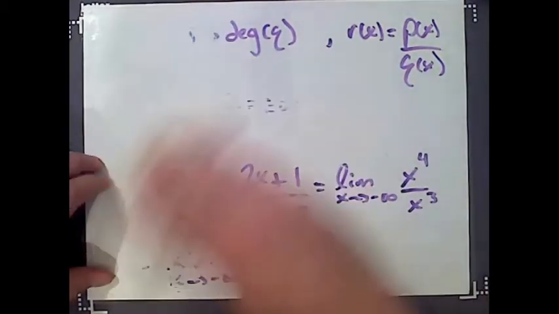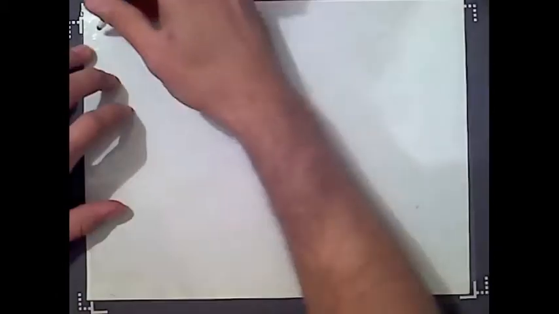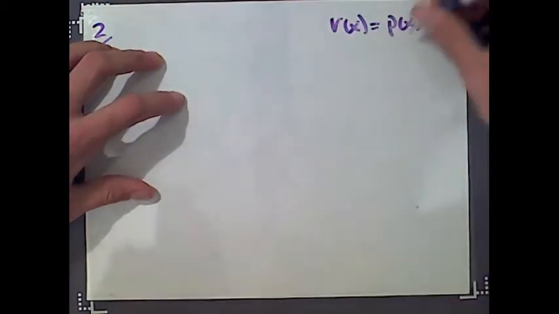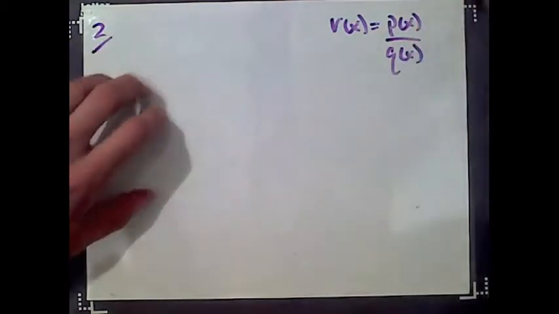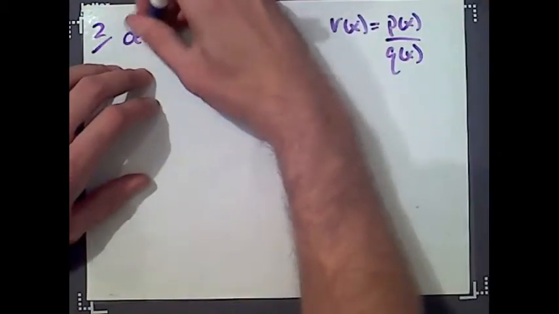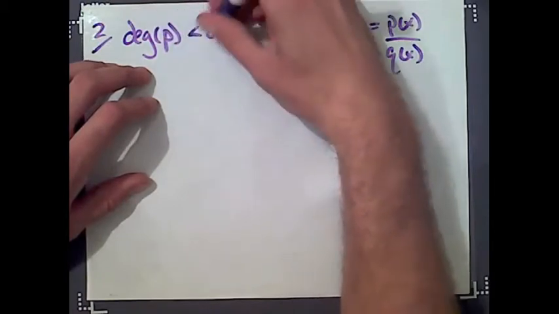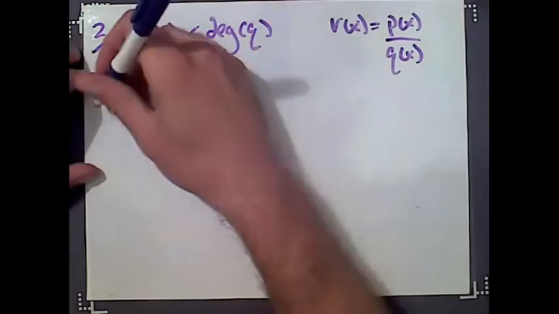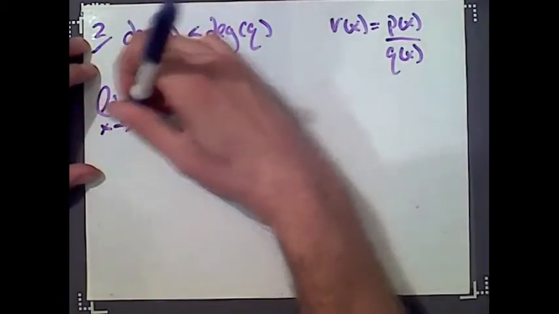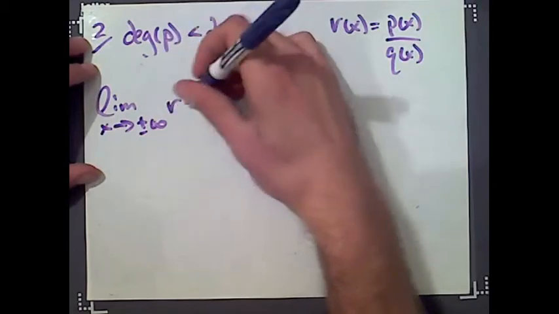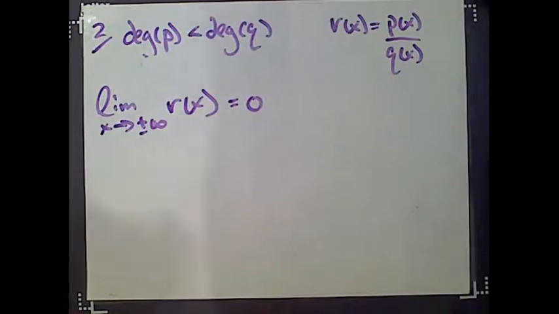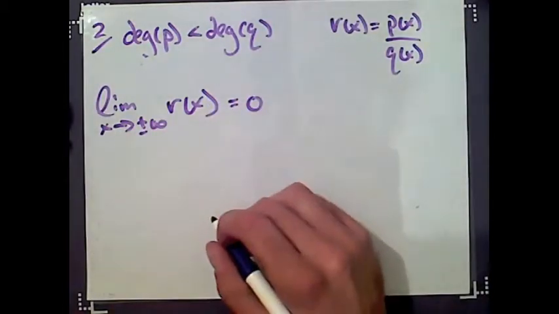Case number 2 is when the degree of the denominator is bigger than that of the numerator. Again, we have a rational function, r of x is p of x divided by q of x, and the degree of p is less than the degree of q. In this case, the limit as x goes to plus or minus infinity of a rational function is always going to be 0.